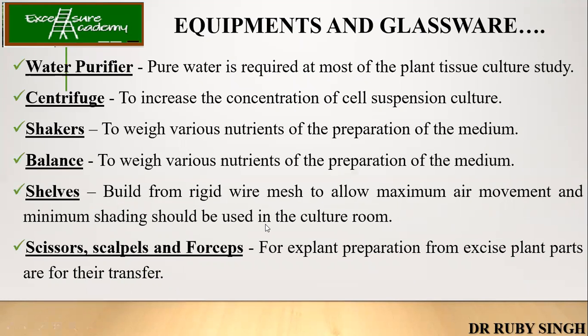Okay. Then water purified, because every time you're going to use the deionized water, it is going to be free of all the bacteria and the contaminants. So whatever the water you get, you need to again sterilize it in the autoclave, and then only you use it for the culture. Centrifuge, in order to increase the concentration of the cell suspension culture. Shakers, so in order to provide the aeration to the media, so that the plantlets or the cells can grow in the suspension culture. Balance, in order to weigh all the nutrients which is required to prepare the media. Then shelves, so that you can keep it, of course.